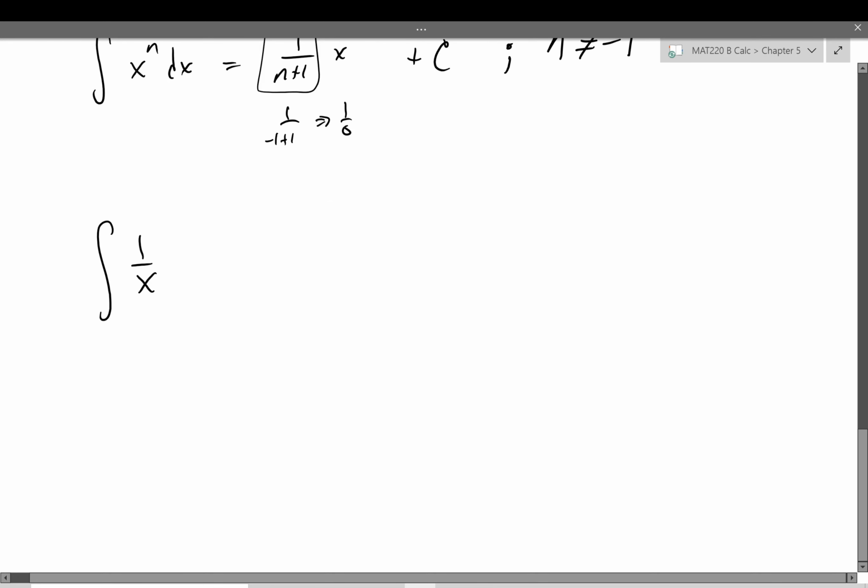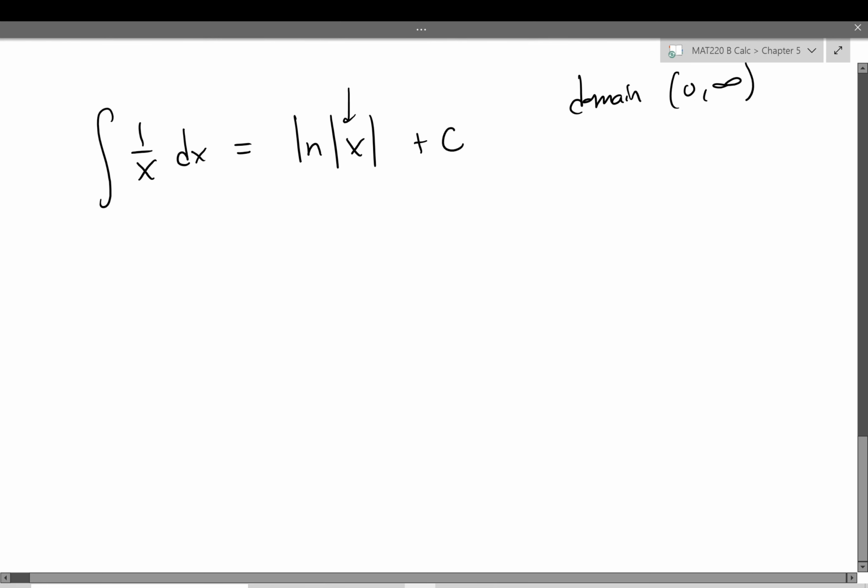The integral of 1 over x dx is going to equal the natural log of the absolute value of x plus c. Now, this has to be the absolute value because our domain for logs is restricted from 0 to infinity. In other words, x cannot be negative. All right, so let's see some easy examples here.